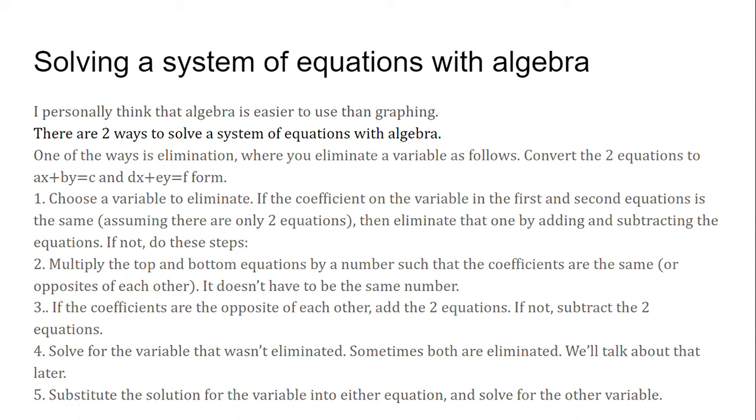If they're opposites of each other, like negative 1 and 1, you add them to eliminate. If not, then you just subtract both equations. Solve for the variable that wasn't eliminated. So if you eliminated y, then try solving for x now that you have only one variable. Substitute the solution for the variable into either equation and solve for the other variable. Substitute just means replacing the variable with the solution you got.